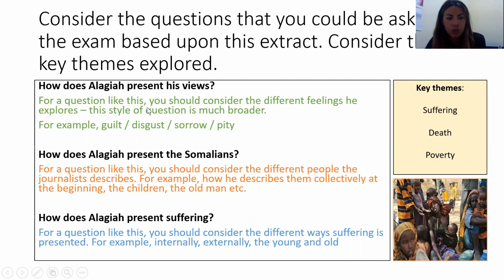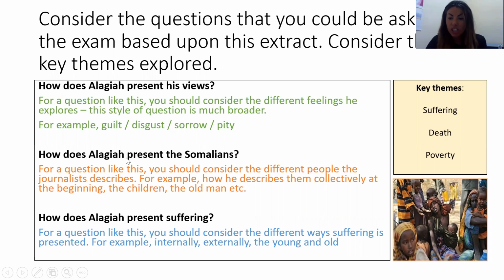So the three that I've chosen is, how does he present his views? So that's quite broad. So for a question like that, you would consider the different feelings that he explores, such as guilt, disgust, sorrow, and pity. So that question is quite broad in the sense there's lots of different things that you could go and explore.